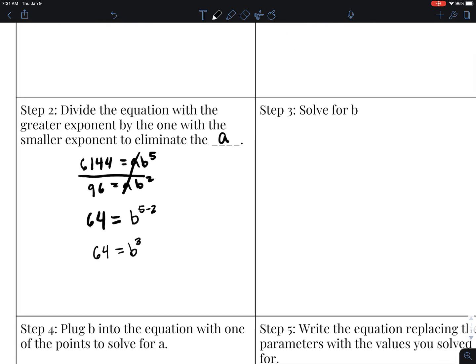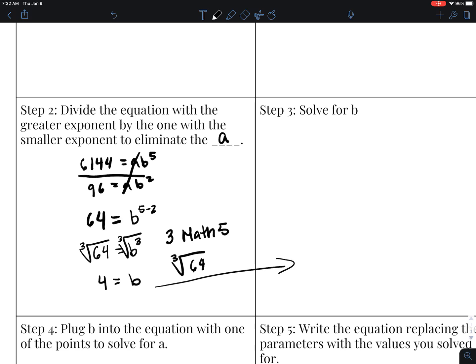Okay, so in order to solve for b, we need to take the cube root. That's the opposite of cubing something. So when we take the cube root of 64, we get 4. 4 equals b. Okay, how do you do that in the calculator? You're going to press 3, Math, 5 in your graphing calculator at school, and that will give you a cube root, and then you're going to plug in the value of 64. There'll be another video for just that later showing you how it works in the calculator. So now we have b equals 4. That was actually this step here.